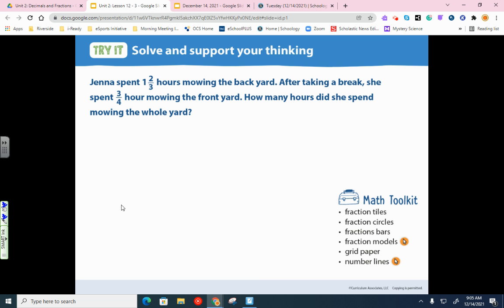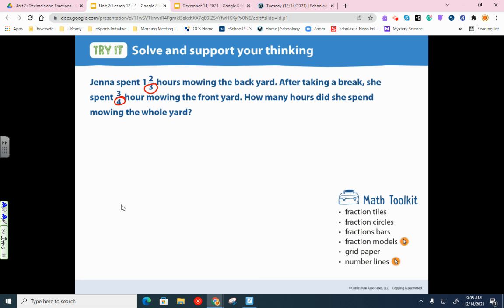First thing is Jenna spent 1 2/3 hours mowing the backyard. After taking a break, she spent 3/4 of an hour mowing the front yard. So how many hours did she spend mowing the whole yard? So this is, again, addition. Same rules apply as with yesterday. We have two different denominators, a 3 and a 4. So we can't do anything with these just yet.